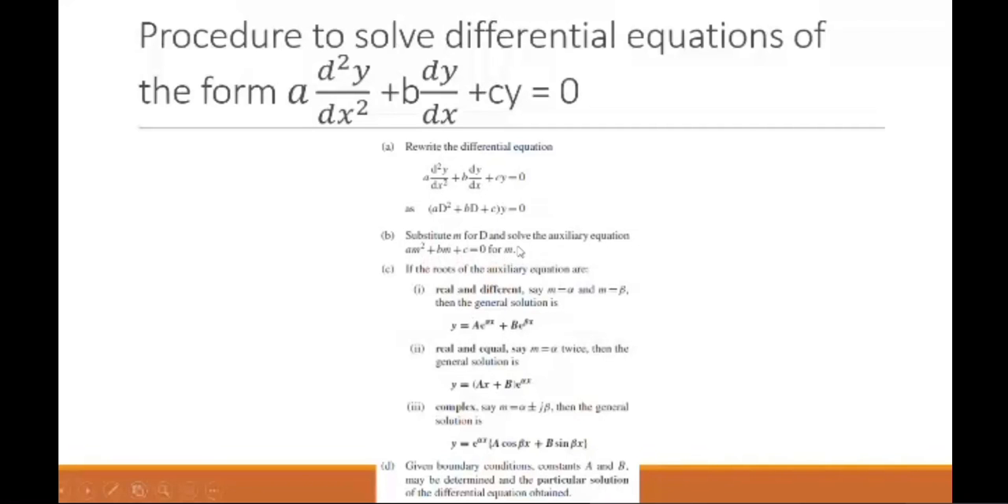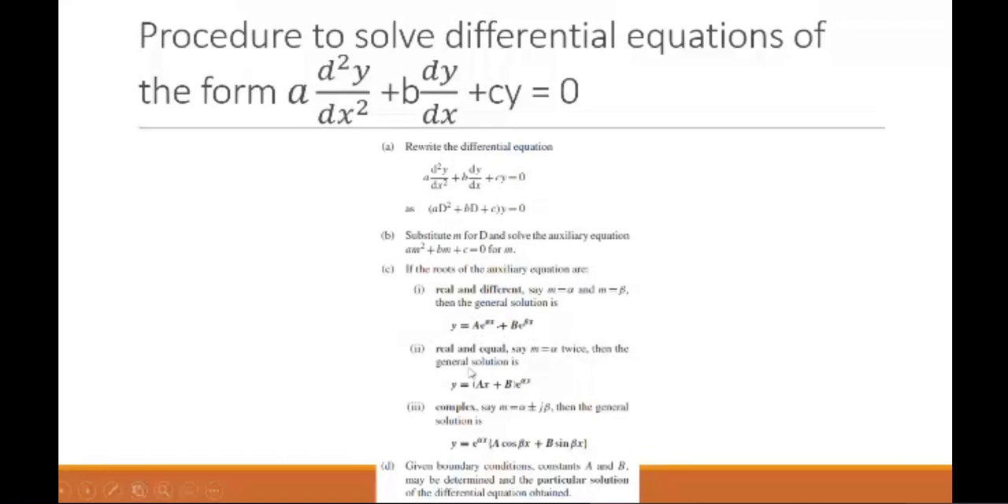So if we can find the solutions for m, then if the roots of the auxiliary equation are real and different, that means the discriminant is positive, we can say one root is equal to alpha and the other root is equal to beta. Then the general solution takes this form, right? So you should know these three cases. If the roots are real and different, the solution is y equals A e^(alpha x), where alpha is one root, plus B e^(beta x). So here we have the roots in the exponent. A and B are constants.